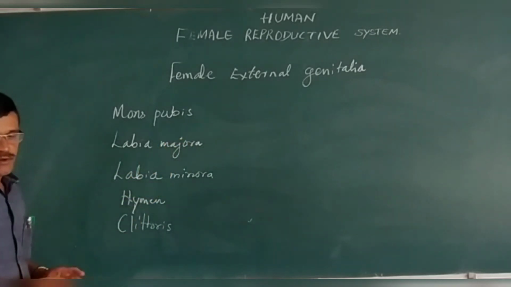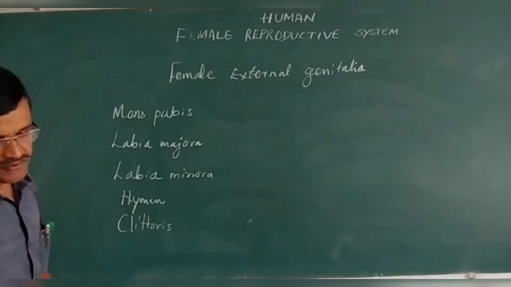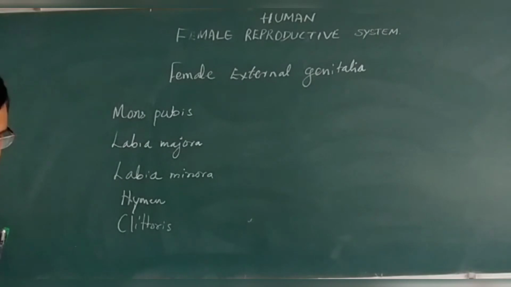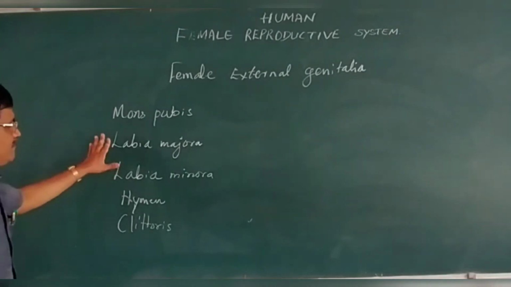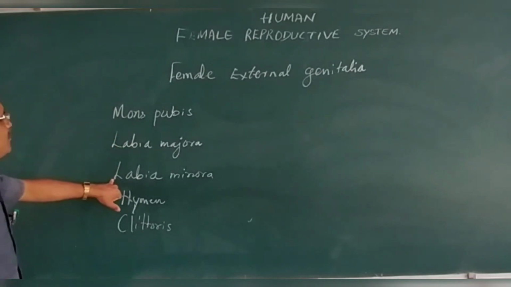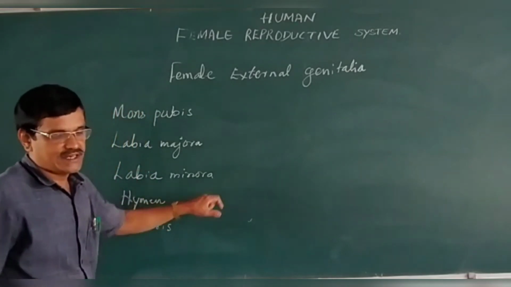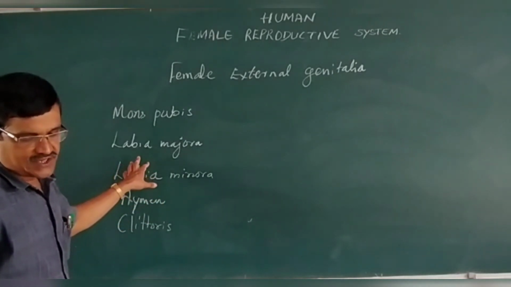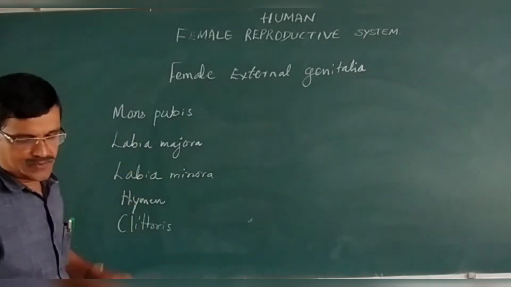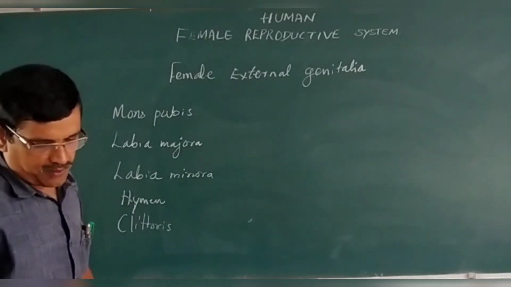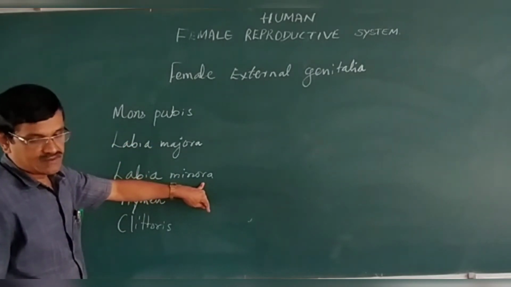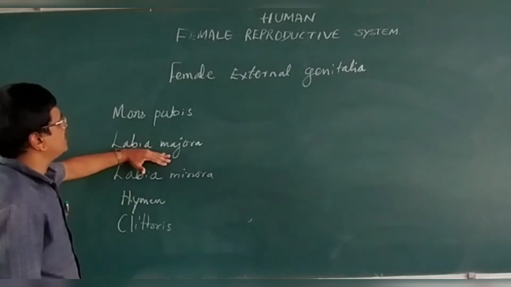Labia majora are fleshy folds of tissue which extend down from the mons pubis and surround the vaginal opening. Then the next portion is labia minora. This labia minora is nothing but a pair of folds of skin or tissue under the labia majora, situated between the labia majora.